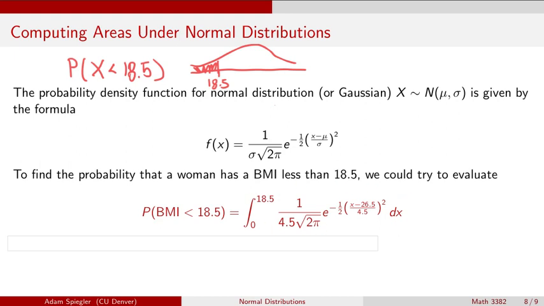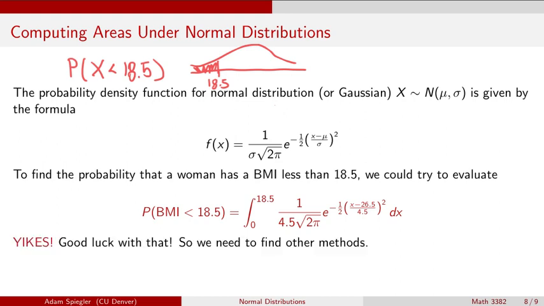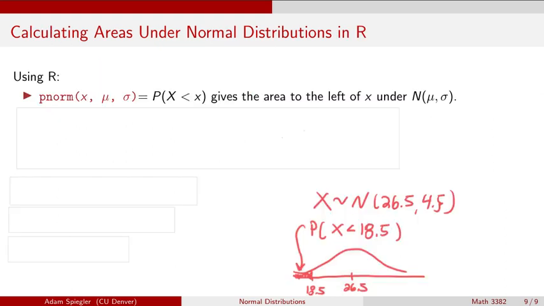And why not just evaluate this integral? Well, good luck with that one. You cannot actually evaluate this definite integral using antiderivatives. So instead, you would need to use some approximation methods like using Riemann sums. But on the last slide, I want to show you how we can calculate these probabilities with built-in functions in R. Okay, and so finally, let's show how we can work with normal distributions in R.